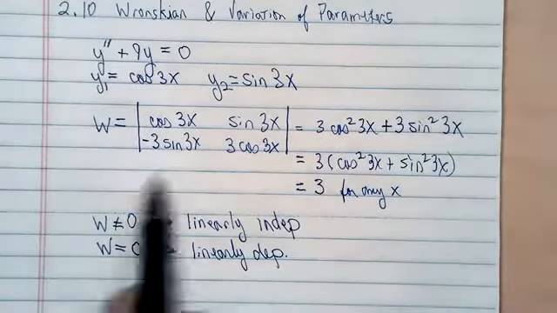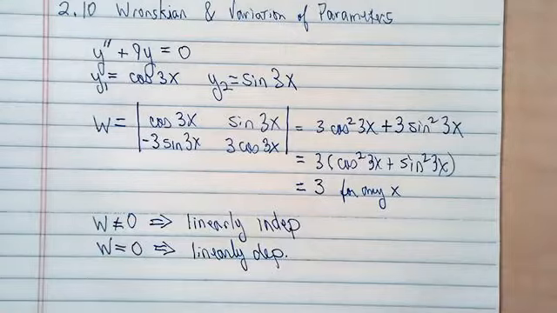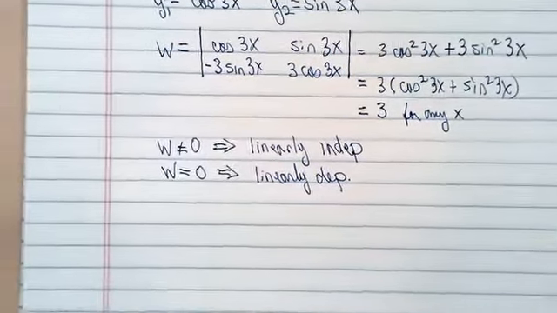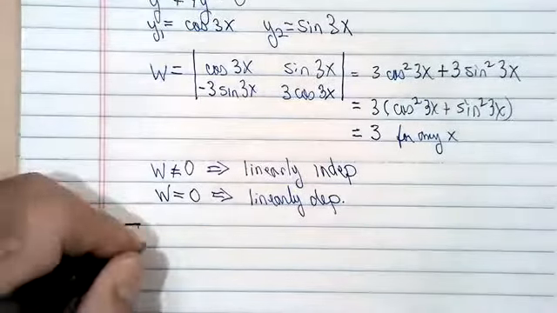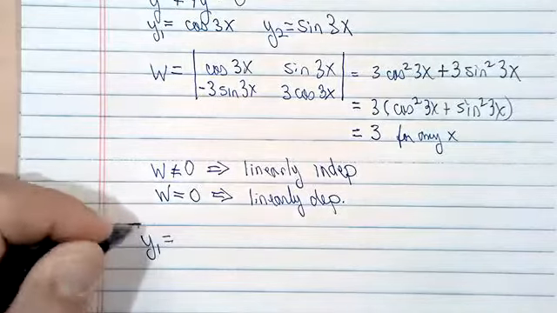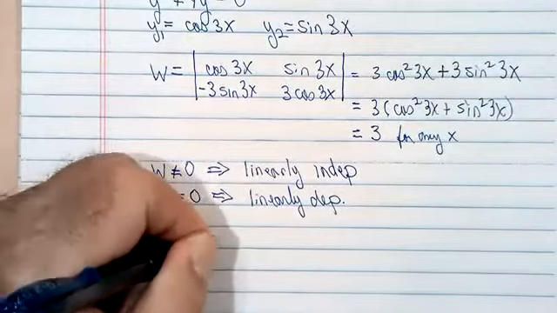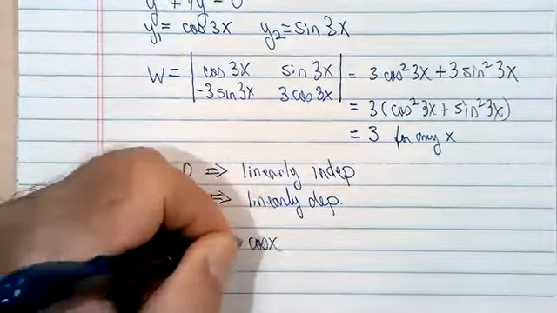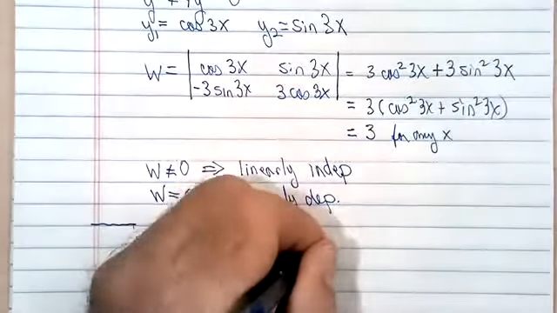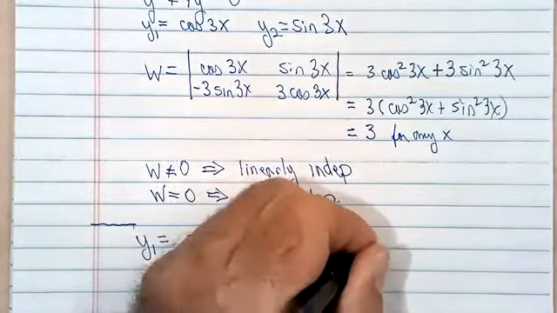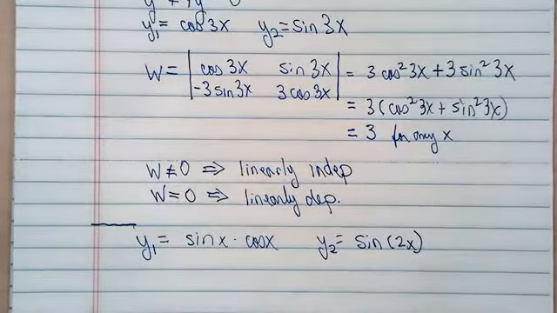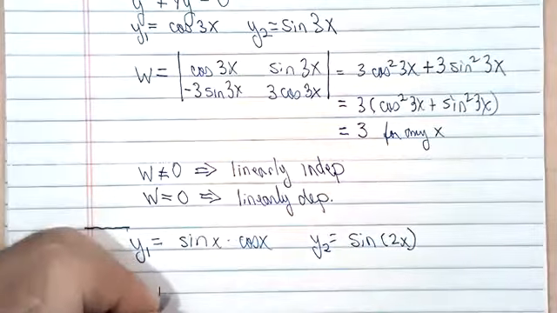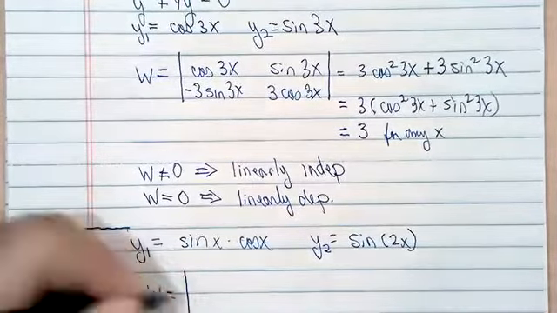Now, with just two functions, of course, this is not always so terribly helpful. It's usually obvious whether two functions are linearly dependent or independent, but let me give you an example where it's at least slightly disguised. Let's take this one here: y1 equals sine x cosine x, a product, and y2 is the sine of 2x. And it turns out they do solve the same differential equation, but I won't go into that detail right now. I want to focus on the Wronskian.